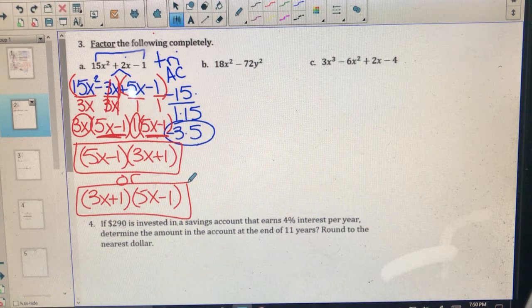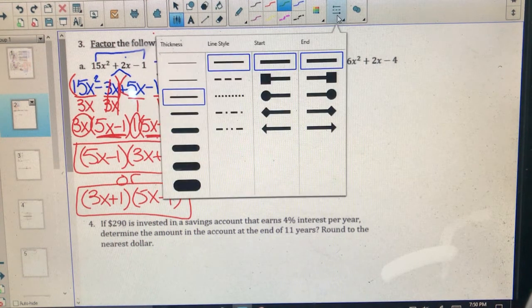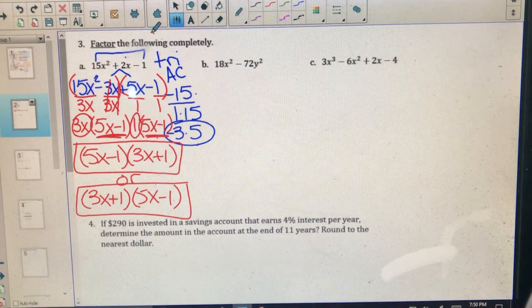Part B. When I look at B, again, the first type of factoring you want to look for is a GCF. This one does have a GCF, and it's kind of a tricky GCF. The GCF on your test will be a little bit easier, I promise, but the GCF of this one is 18. So I'm going to divide both of these by 18.